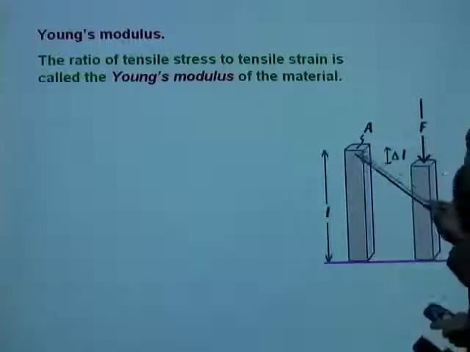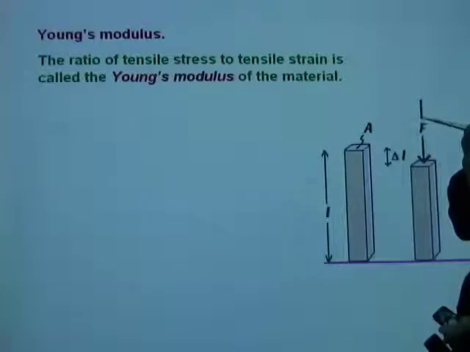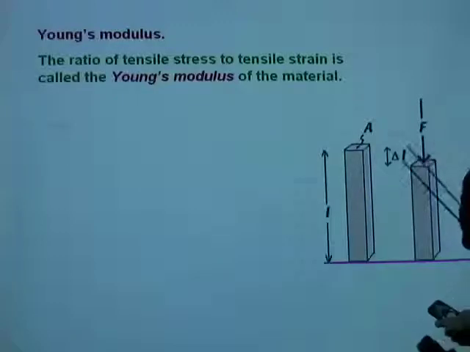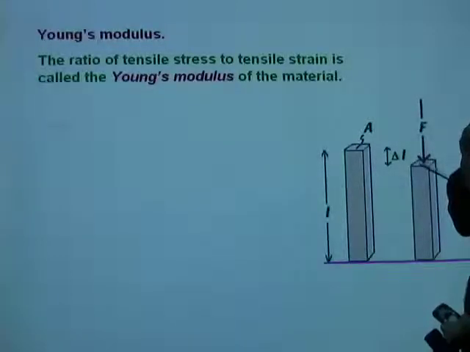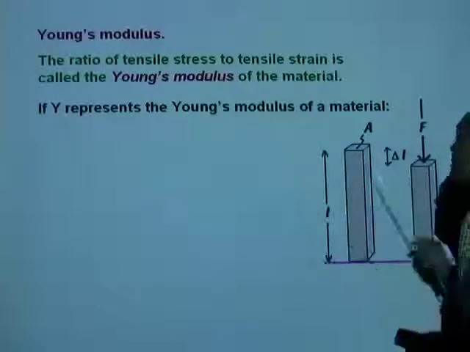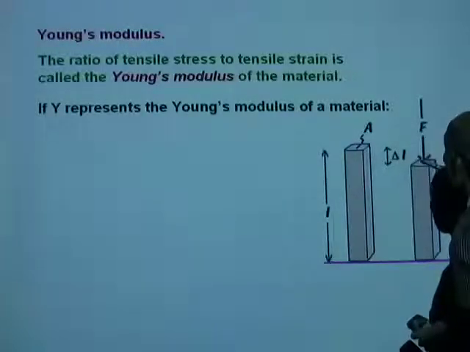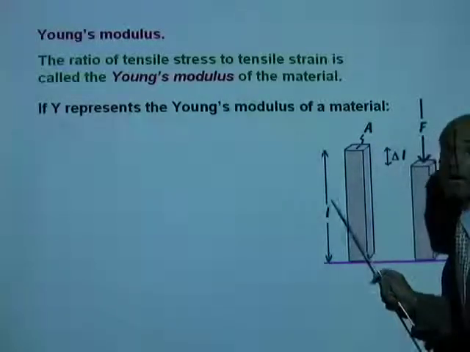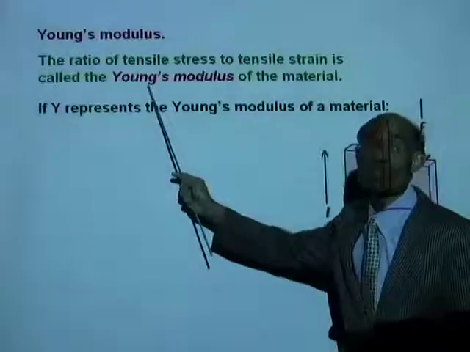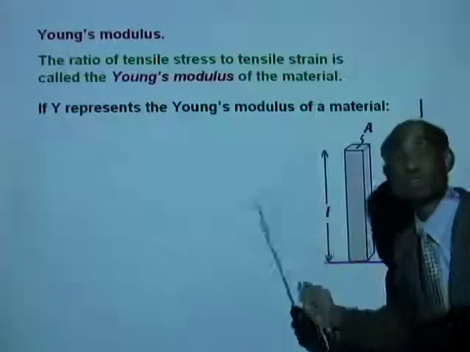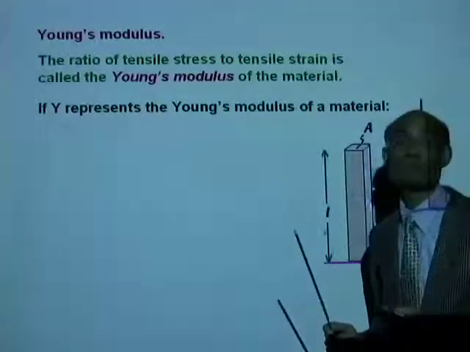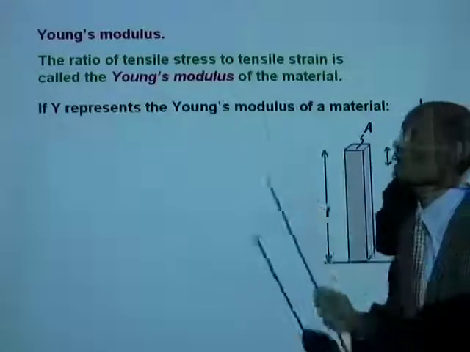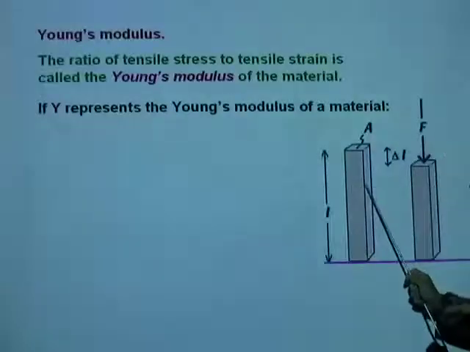And what is the tensile stress? Tensile stress is this force F applied on this area A, so the tensile stress will be that force divided by that area. So stress is force divided by the area. The strain is delta L divided by L, and Young's modulus is the ratio of stress to strain. In other words, stress divided by strain is a measure of the Young's modulus of the material.